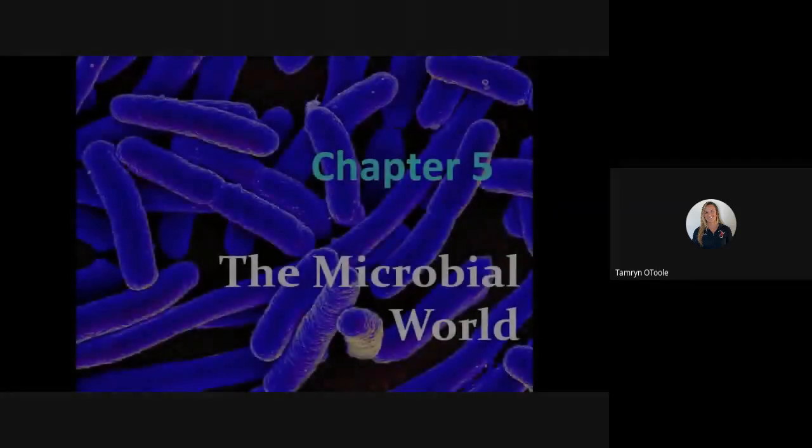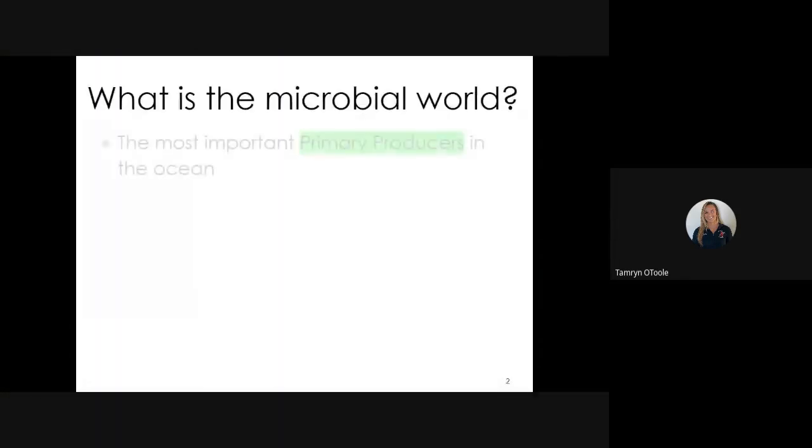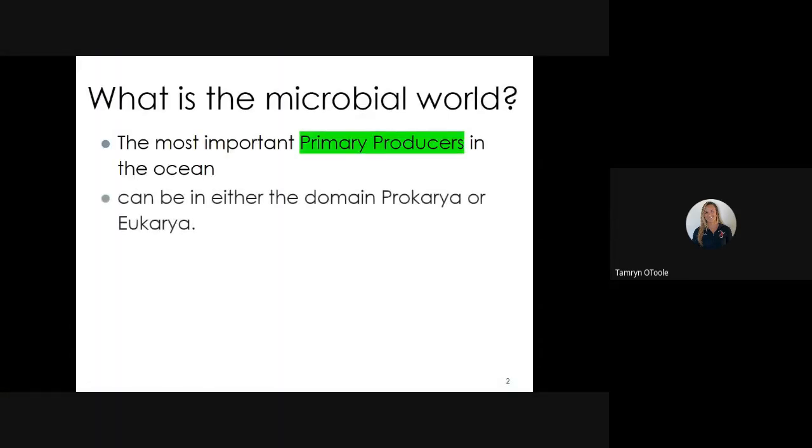All righty. So the microbial world itself is composed of the most important primary producers in the ocean. And these producers and these microbes fall within either the domain Prokarya, which are organisms that do not have a nucleus or membrane-bound organelles, or the domain Eukarya, which is what we have. So our eukaryotic cells versus our prokaryotic cells.